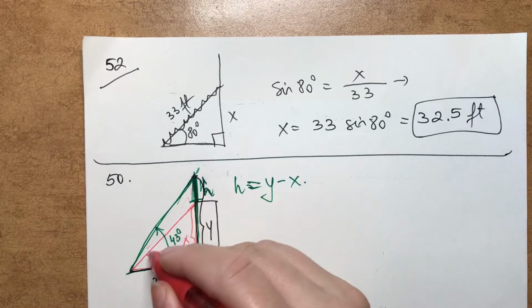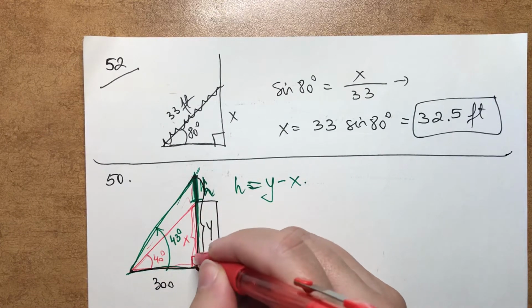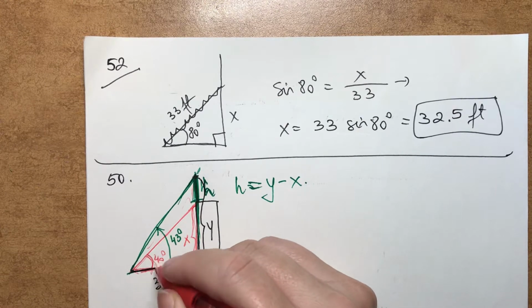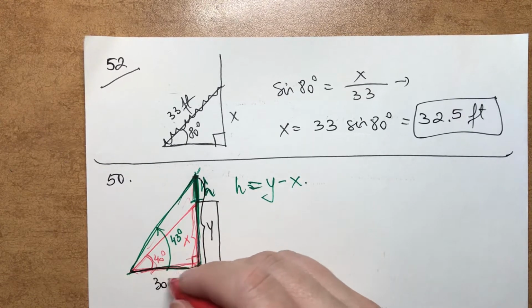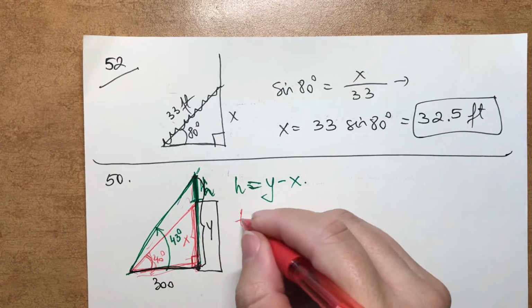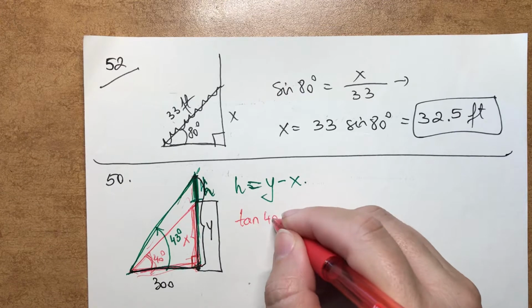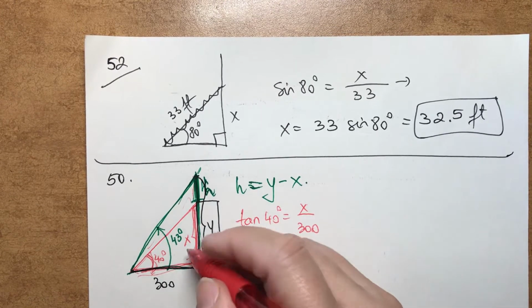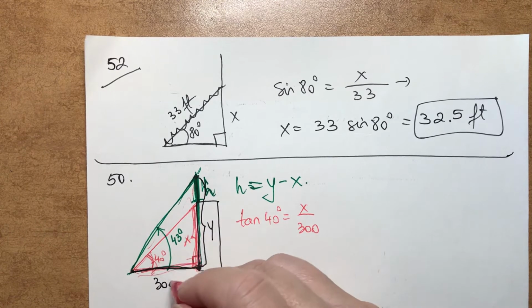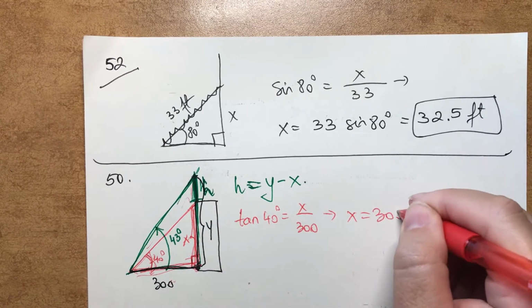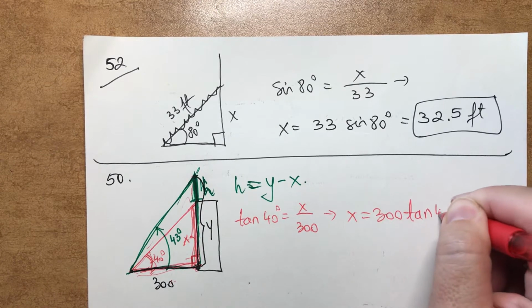So let's start with x. Here's my right triangle. What do I know? I know this side of 300 and the angle of 40. So what would put this side, the side x, and the angle 40 together? Sure enough, tangent. Tangent of 40 degrees is opposite over adjacent. So sure enough, x is 300 times tangent of 40 degrees.